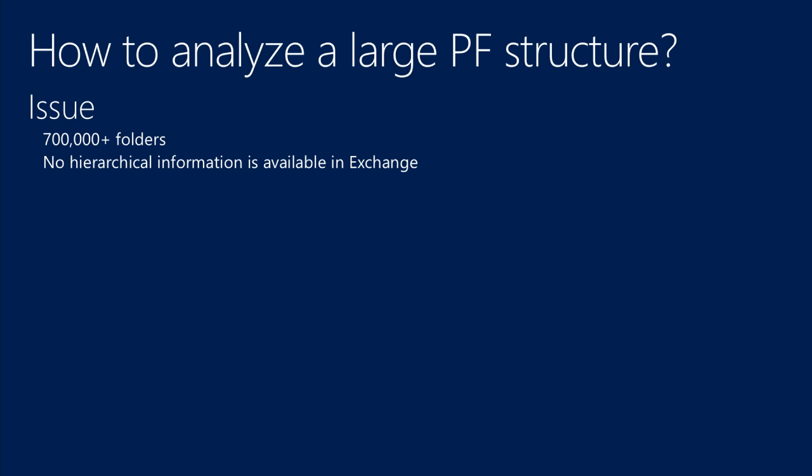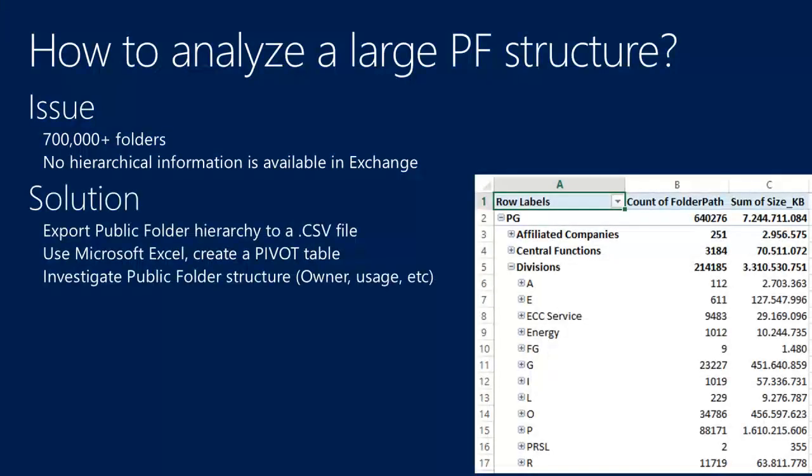Well, there is hierarchical information available in the Exchange console, in EMC, but is it good? No. So how do you analyze data like that? What I came up with is we did an export to CSV, a PF WebDAV export to CSV, and we created a pivot out of that.